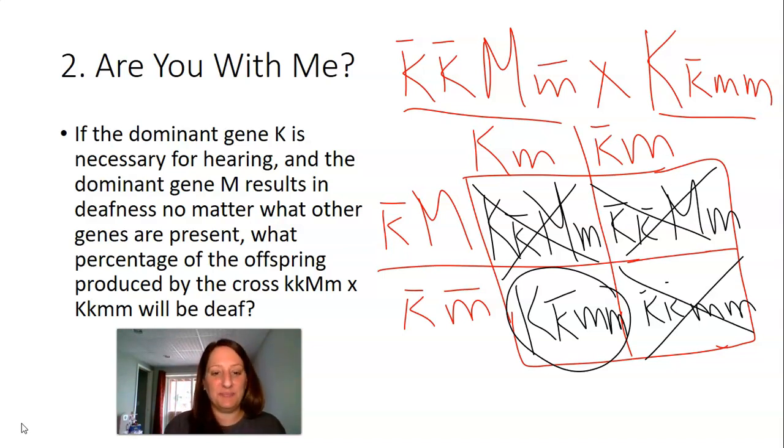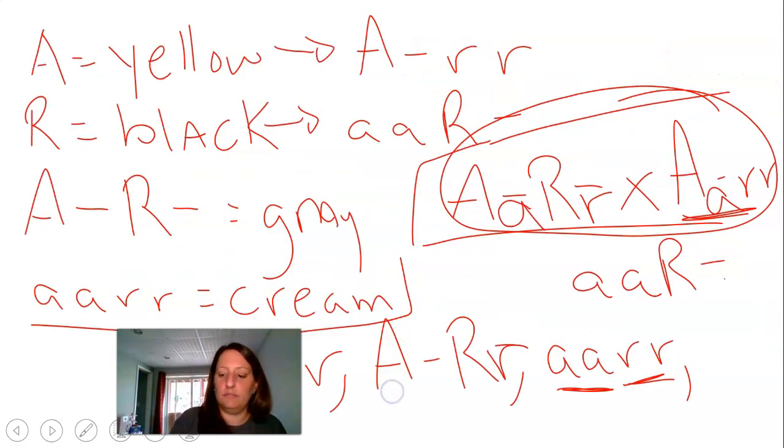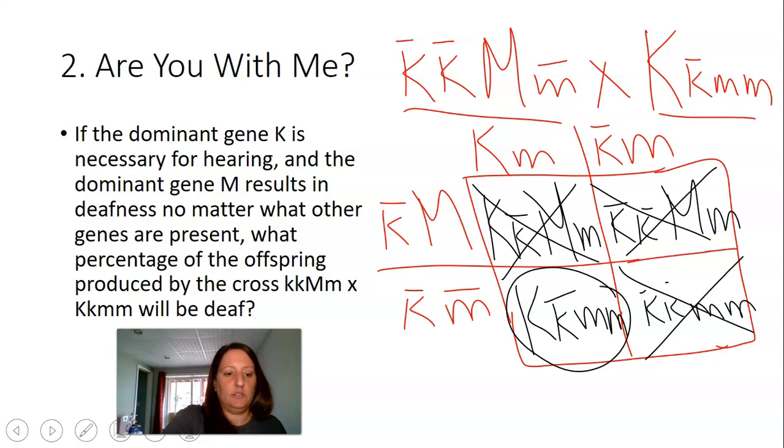Okay, let's go to the next one. Actually, let me just finish, I forgot to say this. It says what percentage, so you want to make sure that you actually answer the question. You would say 75% will be deaf.